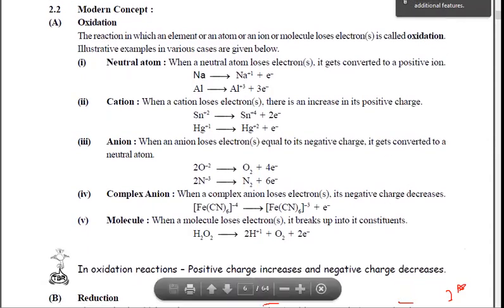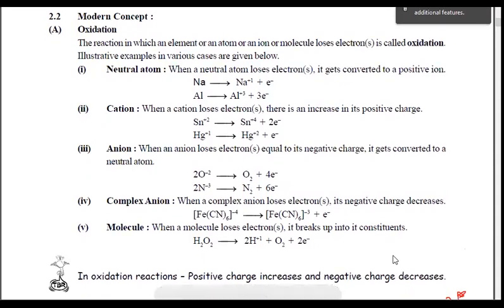Okay, so I hope all of you understood the modern theory of oxidation. Anyone have any issue in oxidation? Tell me. What is oxidation? If you have to see whether oxidation or reduction is happening, you just have to check the oxidation number. Now we will see how to find the oxidation number, but first we are talking about the definition of oxidation. Okay, very good.